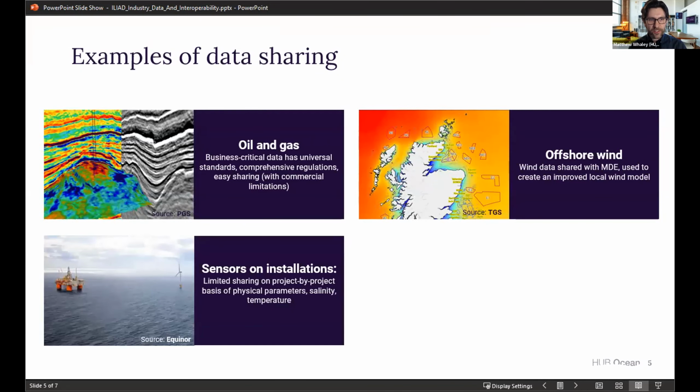But then, as I've mentioned, there's all this other sort of data we're talking about. Sensors on installations. You saw that map densely pointed throughout the North Sea. All of these are potential opportunities to measure data and share data.